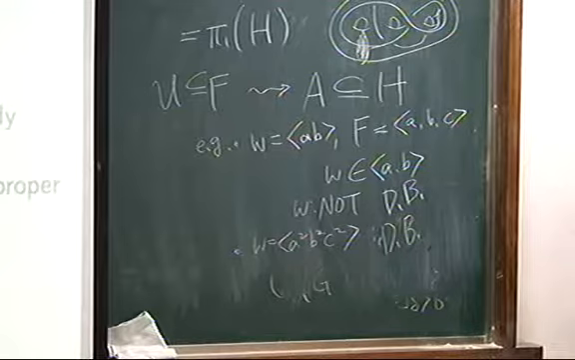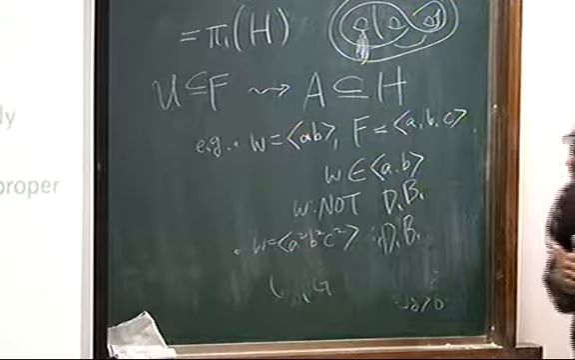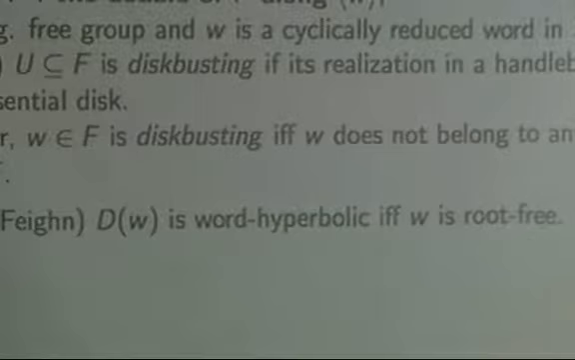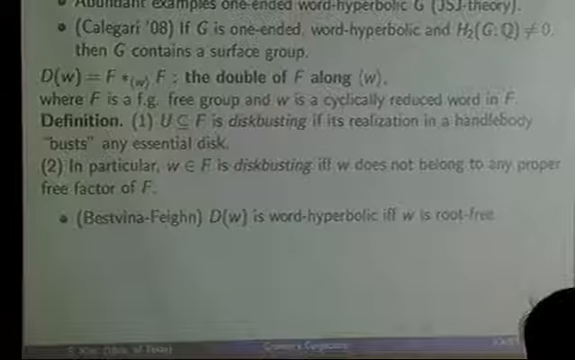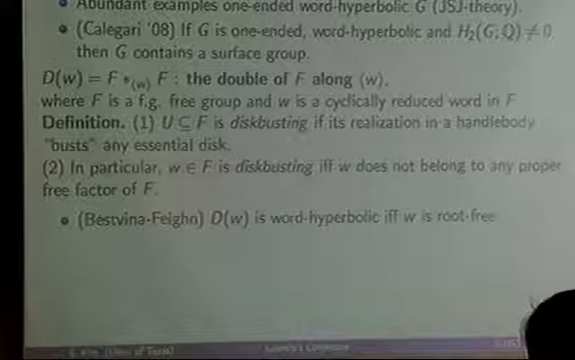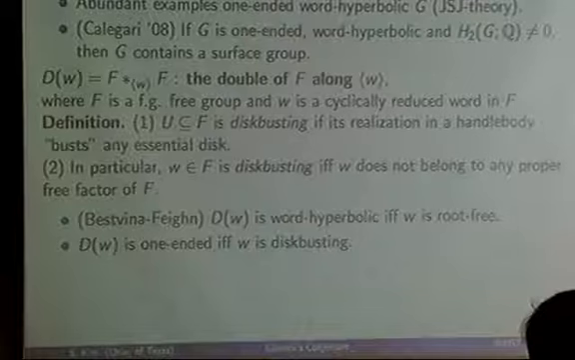And then why do we want to start from these doubles of free groups? Basically, it is because one-endedness and word hyperbolicity have simple combinatorial group theoretic formulation in these cases. The word hyperbolicity is formulated as W is root free. Root free means it doesn't have any proper root. In other words, W is not a proper power. It is not a square or cube of something. In that case, we say that W is root free. And Bestvina-Feighn's combination theorem asserts that this double is word hyperbolic if and only if the word is root free. And this double is one-ended if and only if W is disk busting. W doesn't belong to any proper free factor.